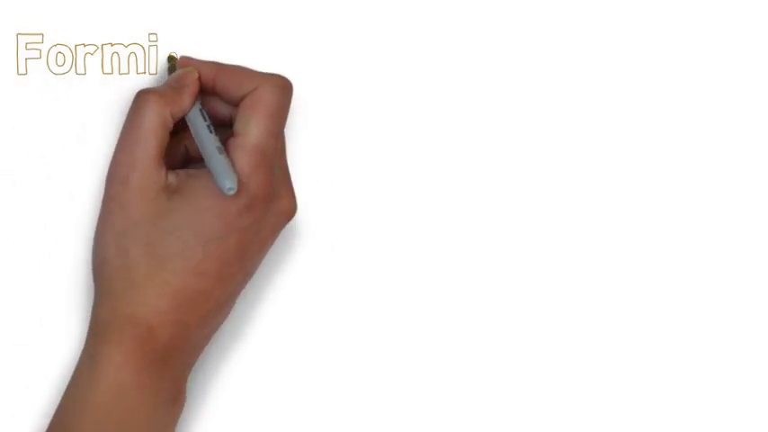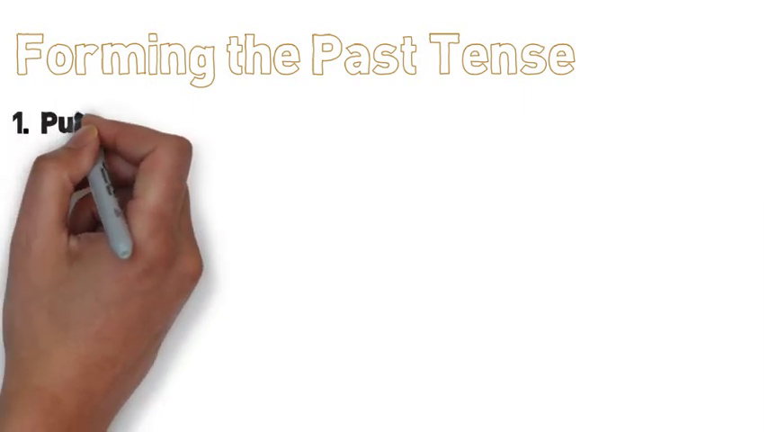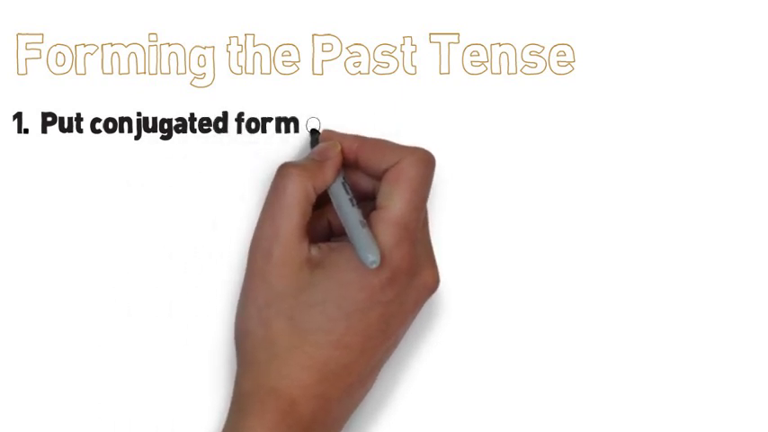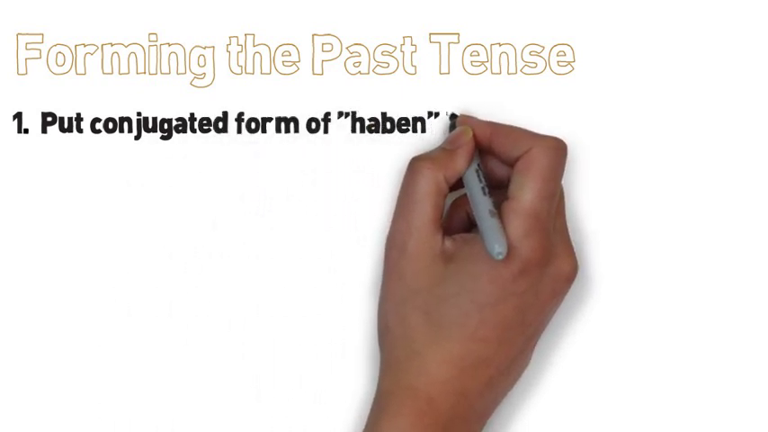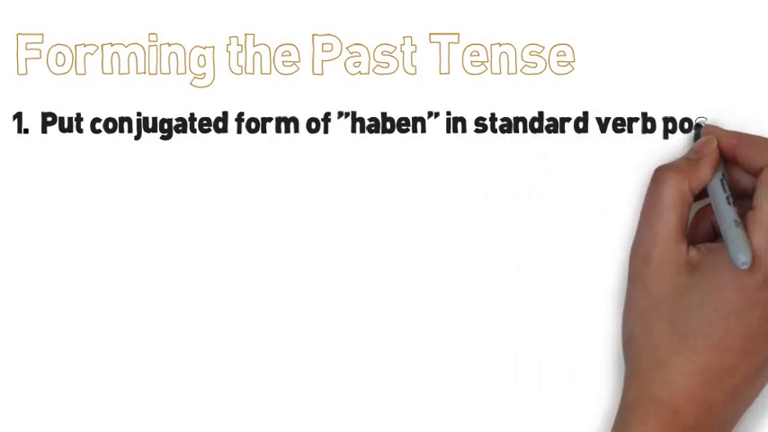Let's talk about how to create this past tense yourself. Step 1 is to conjugate a form of haben for the sentence's subject, and put this form of haben in standard verb position. That takes care of the helping verb.